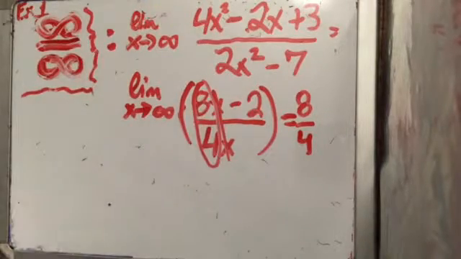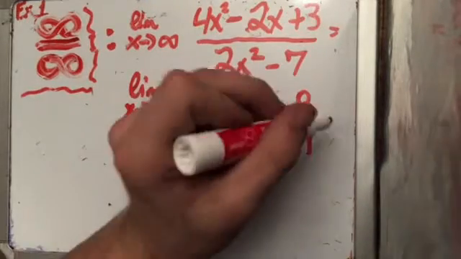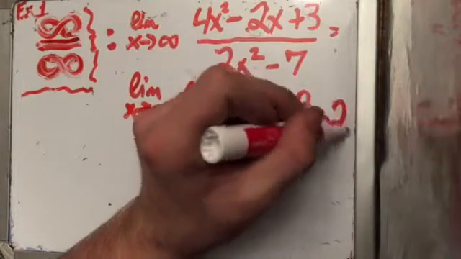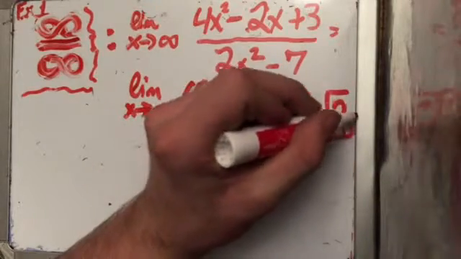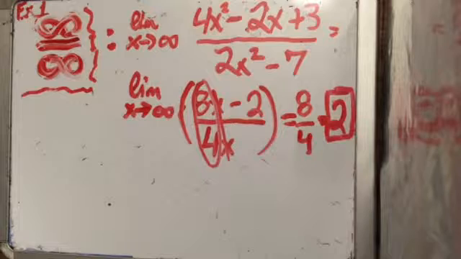This 2 doesn't matter, which can be simplified down to just 2. So using L'Hopital's rule, we have figured out that instead of the limit being this indeterminate form of infinity over infinity, the limit of this quotient function overall is actually 2.